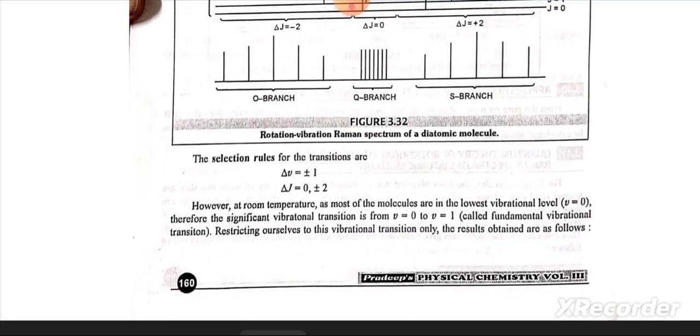The selection rules for the transition are ΔV equal to plus or minus 1, ΔJ equal to 0, plus or minus 2. However, at room temperature, as most of the molecules are in the lowest vibrational level, V equal to 0, the significant vibrational transition is from V equal to 0 to V equal to 1, called the fundamental vibrational transition. Restricting ourselves to this vibrational transition only, the results obtained are as follows.